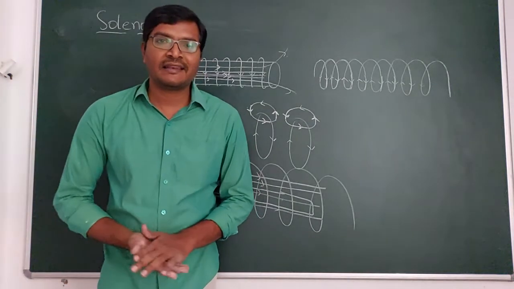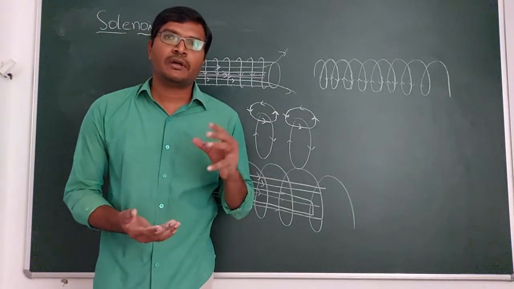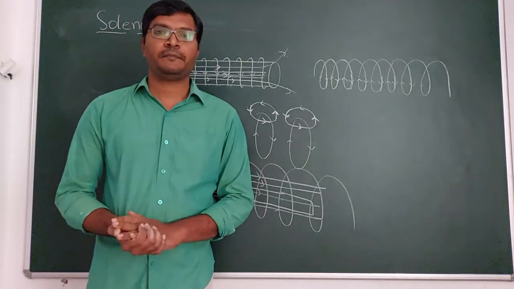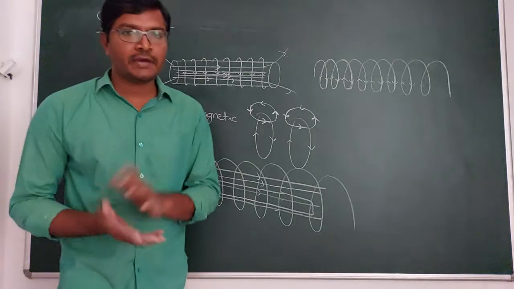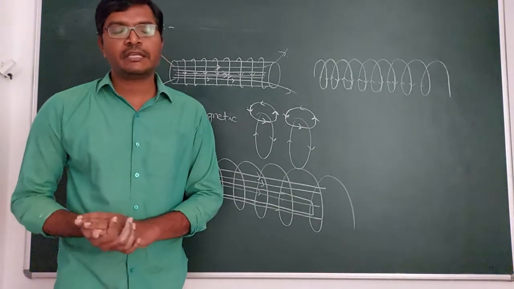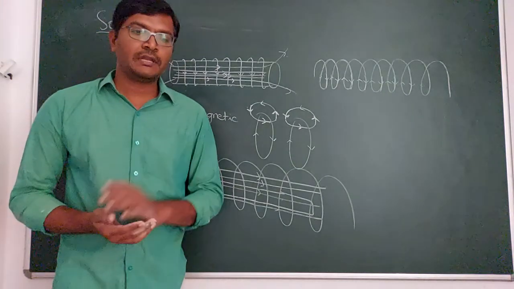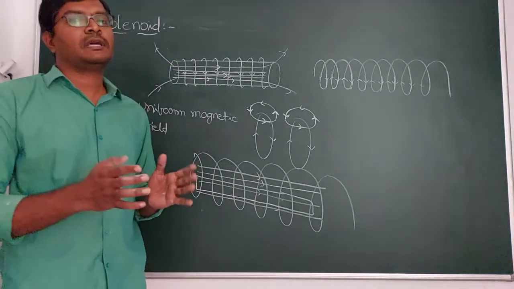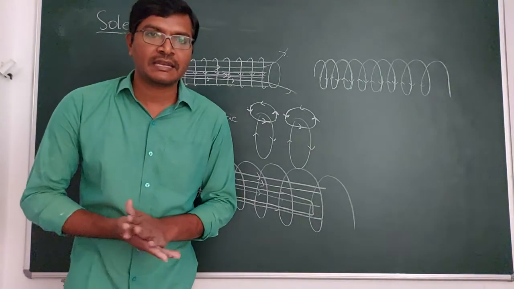Thank you for today's class. In the next class we are going to discuss what happens if a current carrying wire is placed in a uniform magnetic field. Then it experiences a force. What is the direction of the force? We will use Fleming's left hand rule, and by using that we will explain the motor working principle.